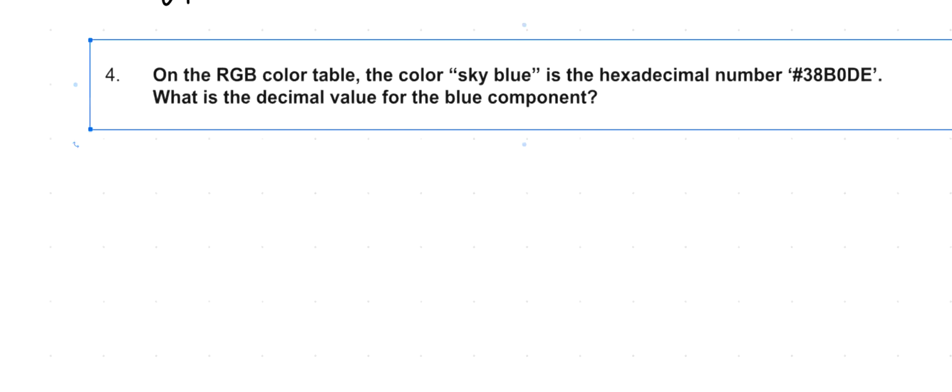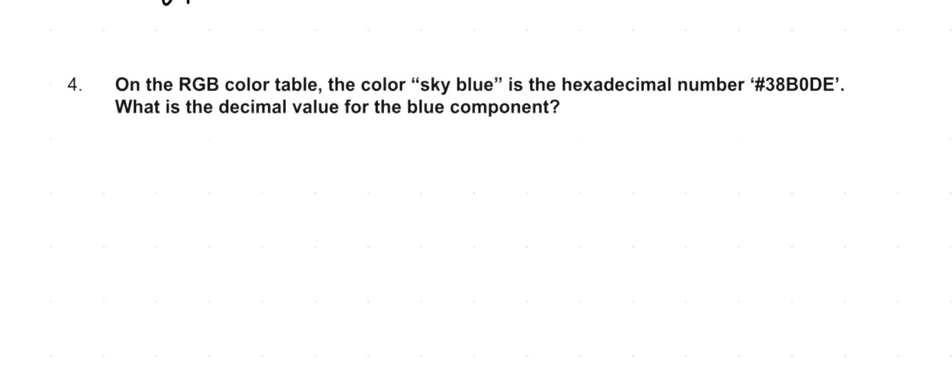Next problem asks about a hexadecimal number, and it says on the RGB color table. It's not super important what the RGB color table is, but just so you know, RGB color table is a way of representing colors as a hexadecimal number, where every 2 digits represents the amount of red, the amount of green, and the amount of blue in the color. It's not very important and you don't need to know that, but it's a fun fact, I guess.